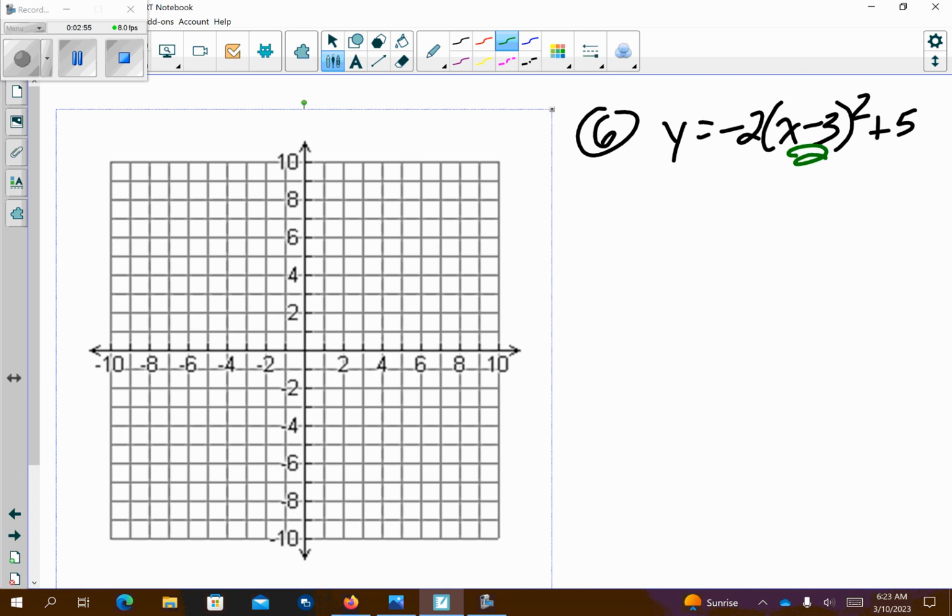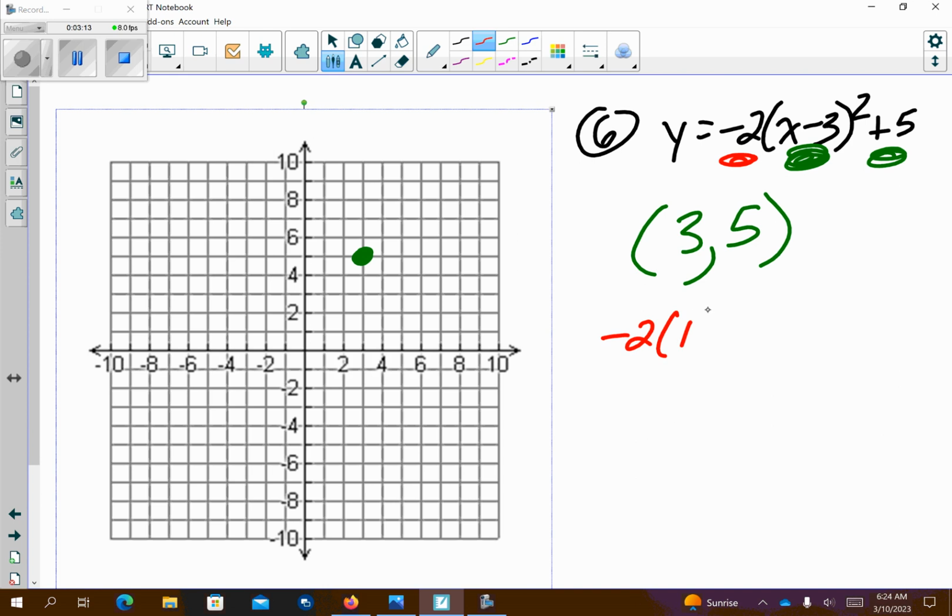Problem number 6. This right here is going to have a vertex at 3 because I'm adding 5. Parabola, our vertex is at 3, 5. Because we have this negative out front, it's going to go down. So it's going to be negative 2 times 1, 3, 5. So that's negative 2, negative 6, negative 10. So from our vertex, we're going to go right 1 down 2, left 1 down 2. We can probably do a little bit more. Go right 1 down 6, left 1 down 6. And there's our nice parabola.